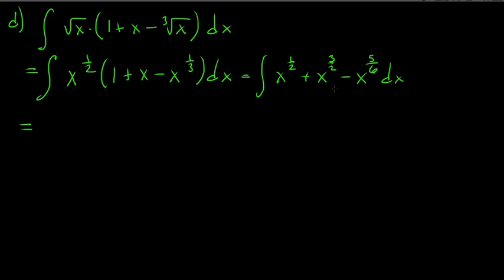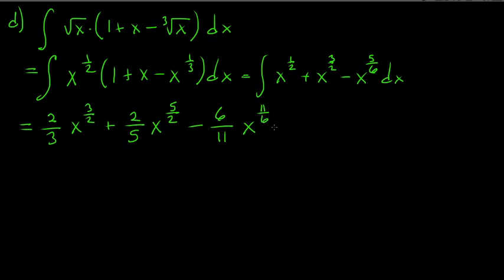So now you just use the sum and difference rule, and you integrate each using the power rule. So you're going to get, again, 2/3 x to the 3/2 plus, and then 3/2 plus 1 is 5/2. So 2/5 x to the 5/2, and then minus, so 5/6 plus 1 is 11/6. So 6/11 times x to the 11/6, and don't forget your c.